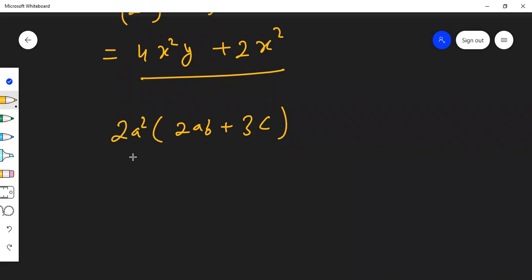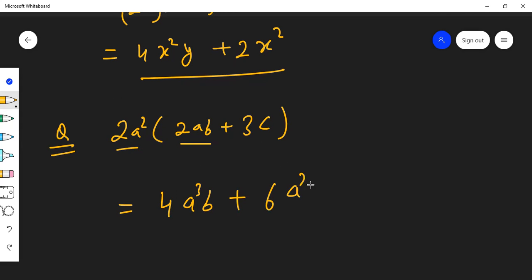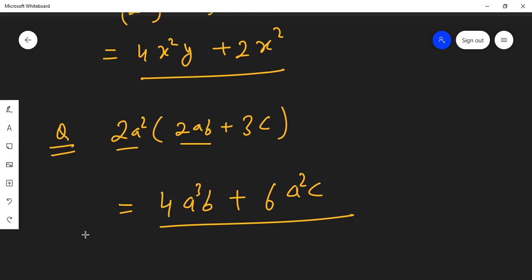Now, just like the previous question, this is question number 2. So we would like to multiply this term with this term. So what do we get? First of all, multiply the constant with constant. So 2 into 2 is 4. a square into a, power 2 and power 1, should be a to power 3. And b should be as it is. And plus, now we use the distributive property. So we'll multiply this term with 3c. So 2 into 3 is 6 and a square c. Perfect. Very nice. 4a cube b plus 6a square c. Perfect. Well done.